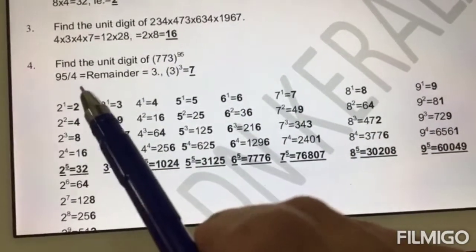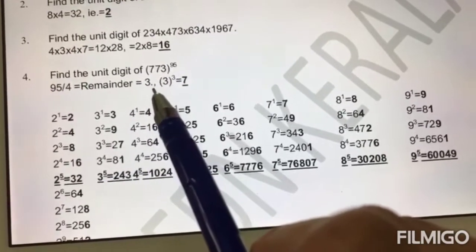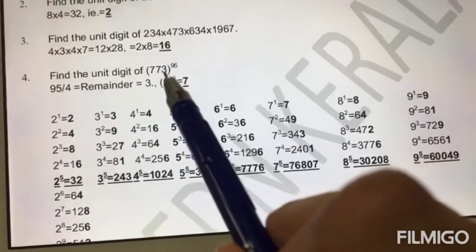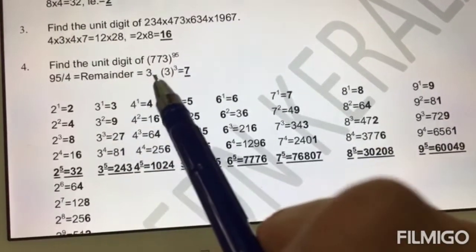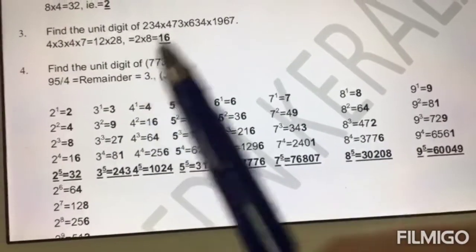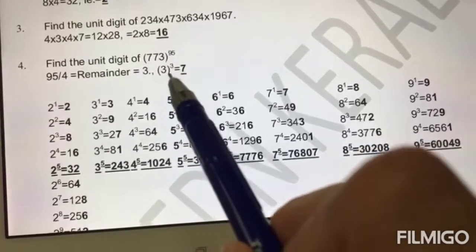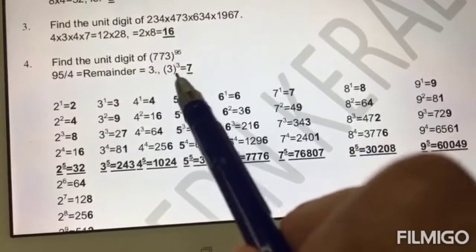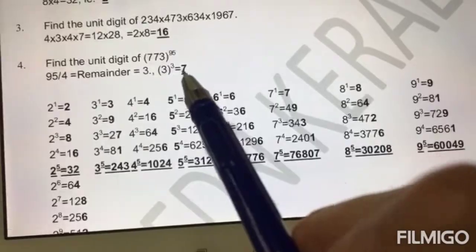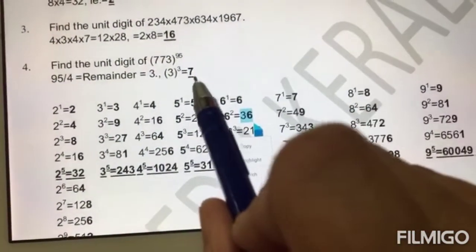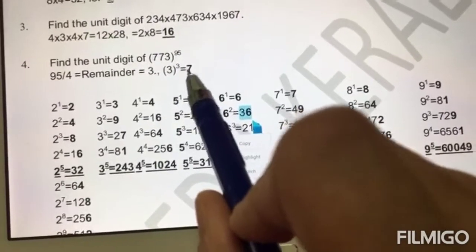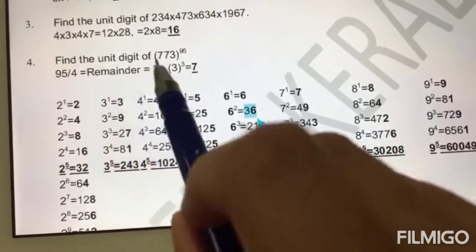Alright. So in this case, we have to divide this exponent 95 by 4. If you get a remainder, you take the units digit of the main number in the question and raise it to the power of the remainder. In this case, it is 3. So 3 raised to this remainder, which is 3, gives you 27. But you will take the units digit of that number. That is 7, and that will be your final answer.